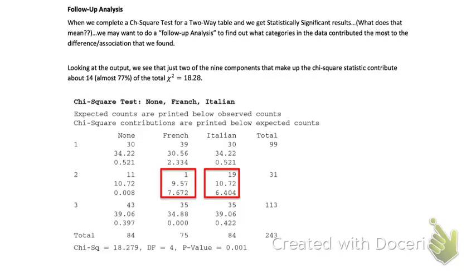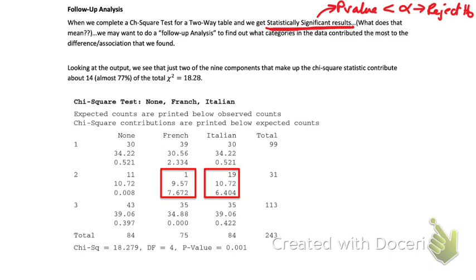Now let's talk about follow-up analysis. So, when we complete a chi-squared test for a two-way table and we get statistically significant results, what does it mean to get statistically significant results? The p-value is low. That is when your p-value is low and you rejected the H0. Your p-value was less than alpha and therefore you rejected the null hypothesis. That means you got statistically significant results to prove your alternative hypothesis.